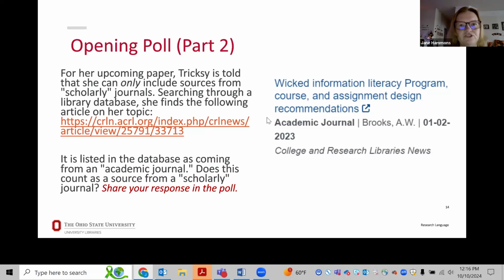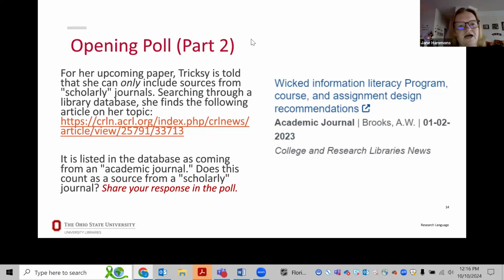All right, so hopefully folks should be seeing the results there. About 60% say that yes, this does count as a source from a scholarly journal. About 27% said no, and about 13% were not sure. I'm going to stop sharing and close that poll. Let's take a look at the chat and see what folks are thinking.